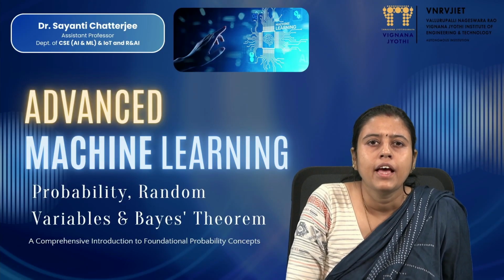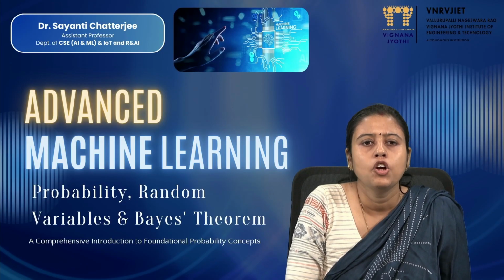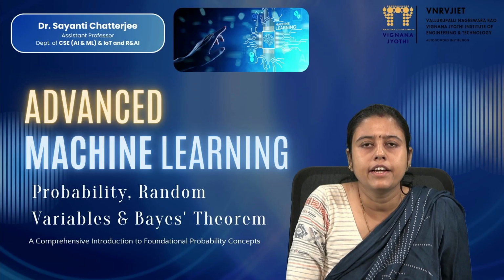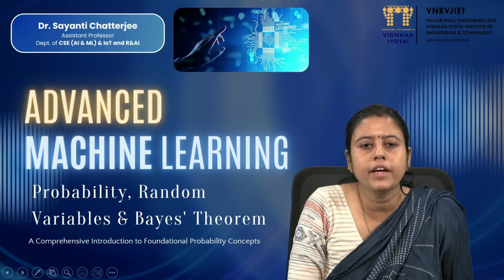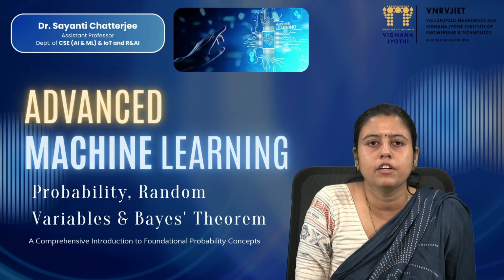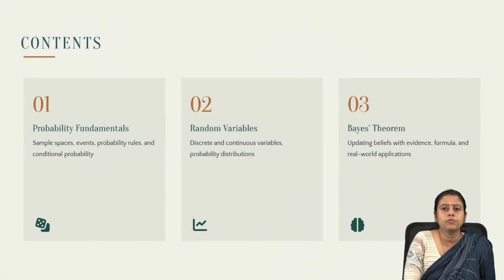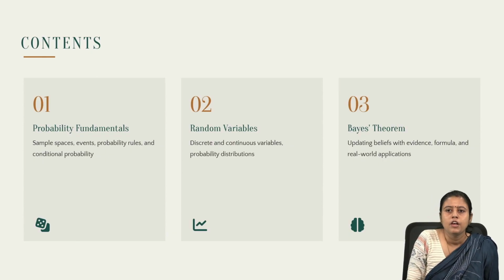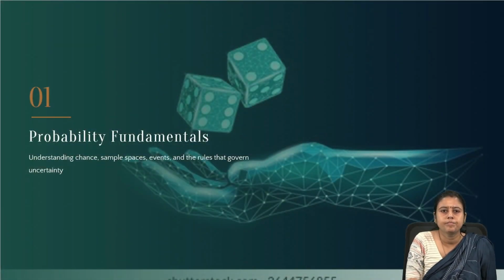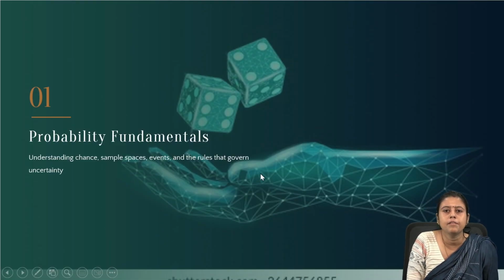Today I will start my second topic of advanced machine learning, which is based on probability, random variables and Bayes theorem. It is a comprehensive introduction to foundational probability concepts. So before starting, today my topic is probability fundamentals with some examples, random variables and Bayes theorem. First, we will go for the probability fundamentals. This topic will give you a chance to understand the concepts: sample spaces, events and the rules that govern uncertainty. The backbone of machine learning is the probability fundamentals.